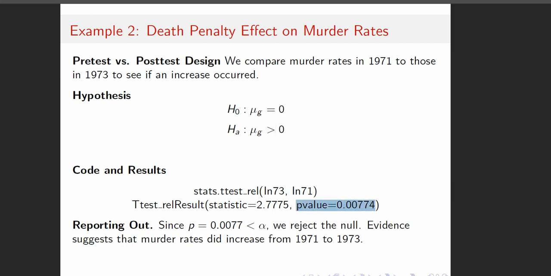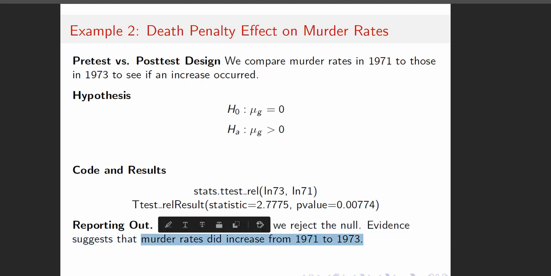Okay, and do we need to cut it in half? We can. Certainly, it's a one-tailed test, so we can cut the p-value in half, but do we need to? Nah. The 0.0077 is less than alpha, less than 0.05, so we reject the null, and evidence suggests that murder rates did increase from 1971 to 1973.